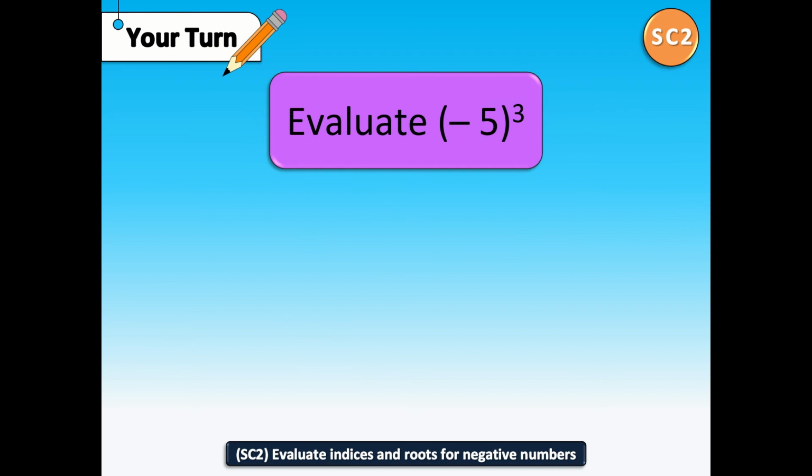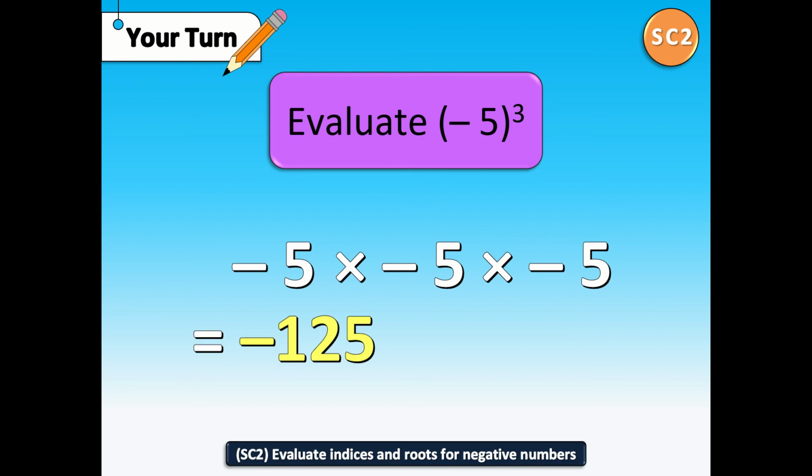Here's a question for you to have a go at. Pause the video, and when you're ready to see what you should have done, press play. So this means minus 5 times by itself 3 times. So minus 5 times minus 5 is 25. If we times by minus 5 again, it goes back to being a negative. So it's minus 125.